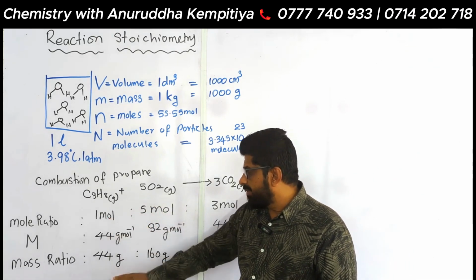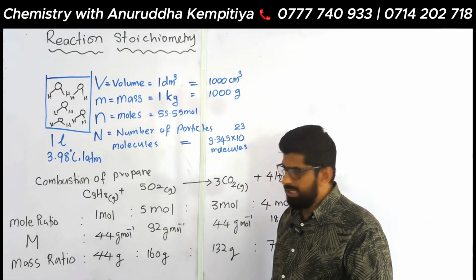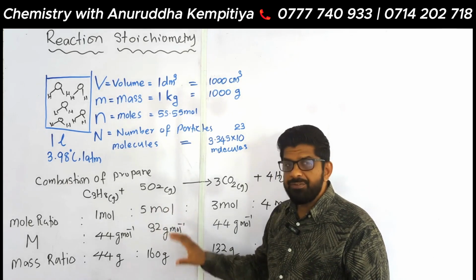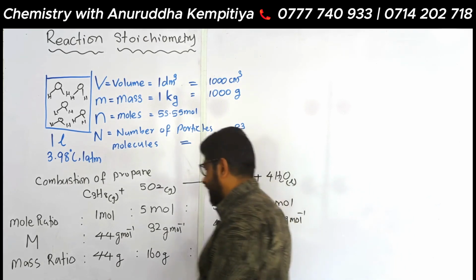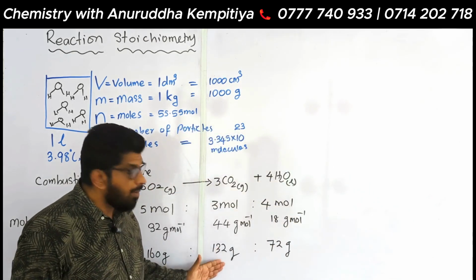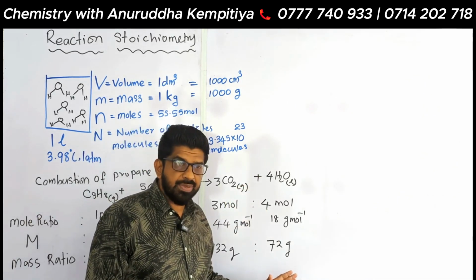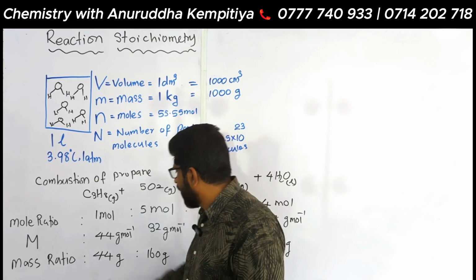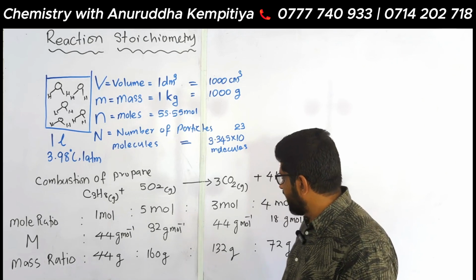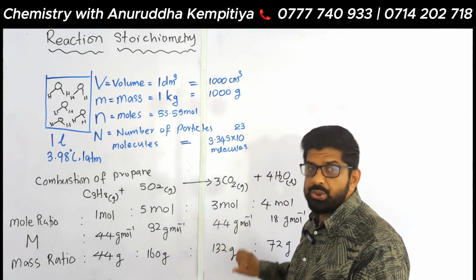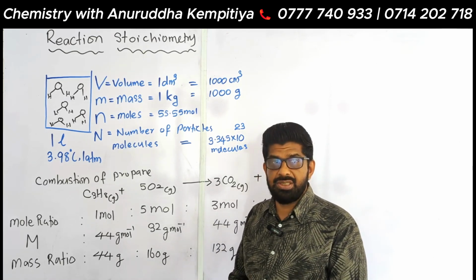1 mole means 44 grams of propane. Then 5 moles means 32 into 5, that is 160 grams of oxygen. On the other hand, carbon dioxide 132 grams and water 72 grams. So the mass ratio is 44 is to 160 is to 132 is to 72.